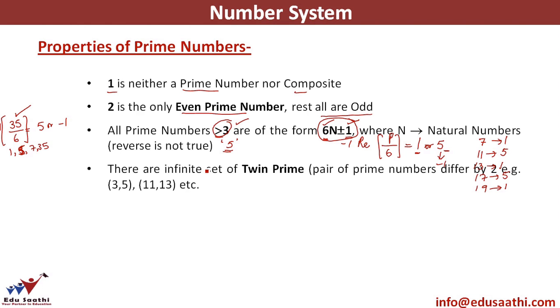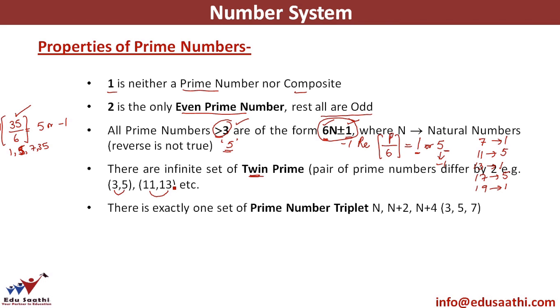There is an infinite set of twin primes. What is a twin prime? A pair of prime numbers that differ by 2. That means if the difference between two consecutive prime numbers turns out to be 2, such prime numbers are known as twin primes, and there are infinite sets of such twin prime numbers. 17, 19, then it will go on, and there are infinite sets that you have.